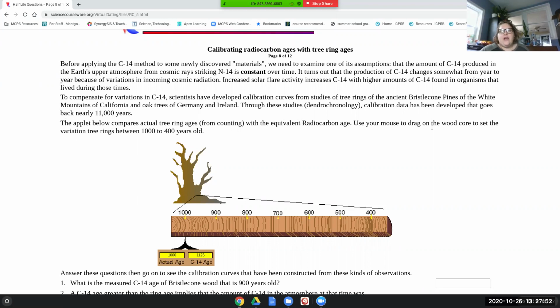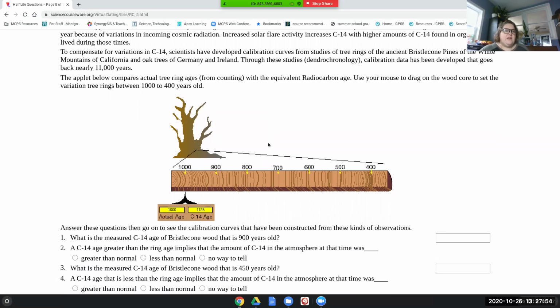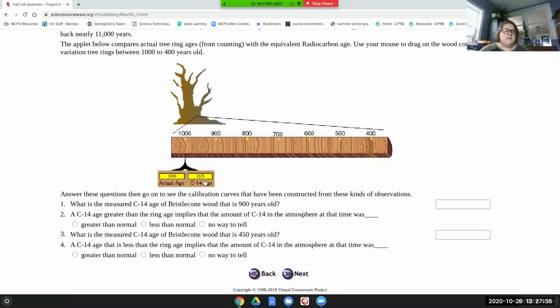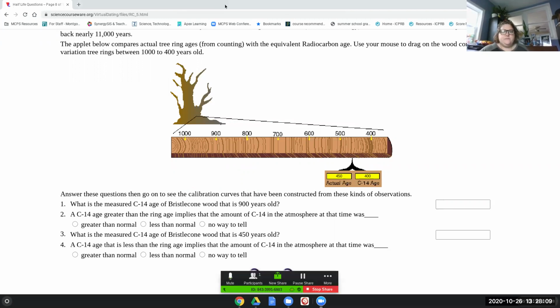Use your mouse to drag on the wood core to set the variation in tree rings between 1,000 and 400 years. So notice the actual age is here and then the carbon-14 age. So then you answer these questions. And I'm going to pause recording while you answer those because I think this is fairly straightforward. You're just moving this around until you get your answers, and you can always check your answers quickly.